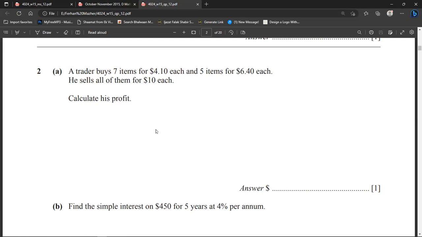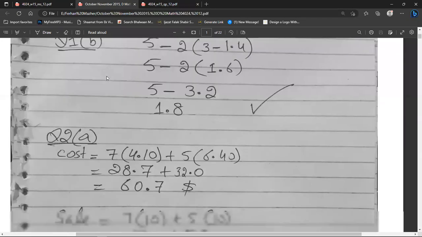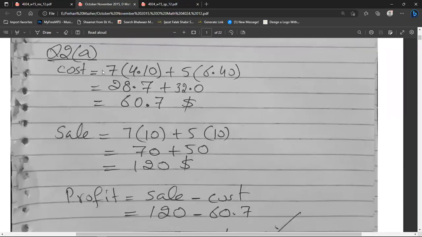The sale will be, because there are a total of 12 items, each item will be sold at $10 each. So the sale price will be 12 multiplied by 10. So it will be $120. And then from there, I will be able to tell you what is the profit, and then we will convert it into the percent profit.